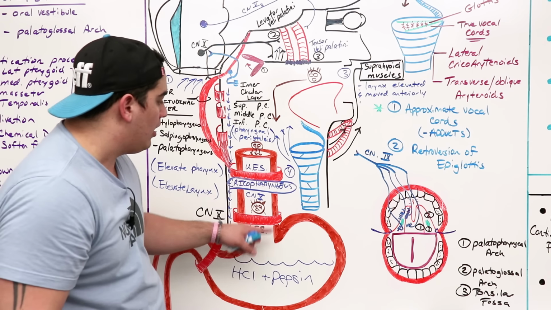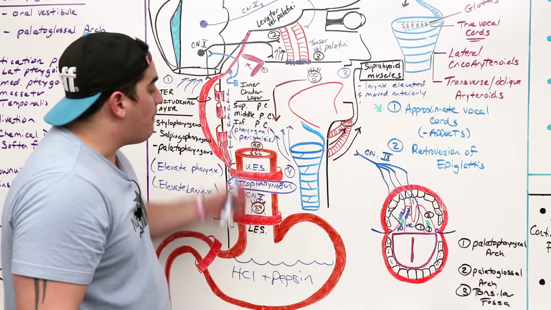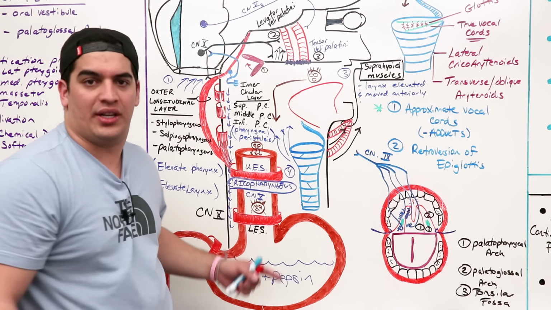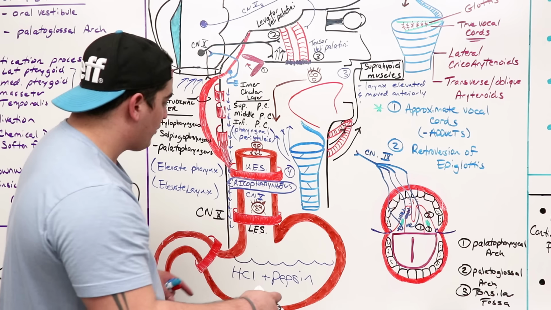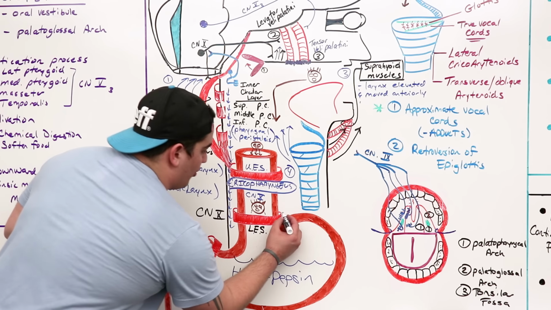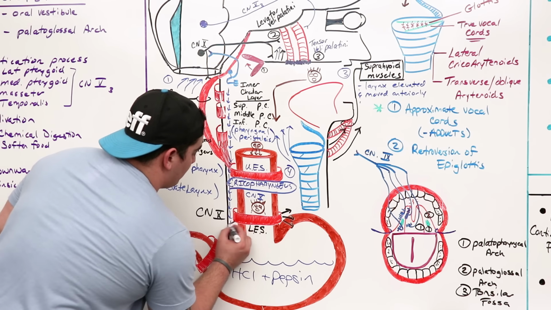It can be affected because in GERD it can actually come back up because of people who have like hiatal hernias, because the esophagus actually runs through the diaphragm through what's called the esophageal hiatus. So lower esophageal sphincter has to relax.